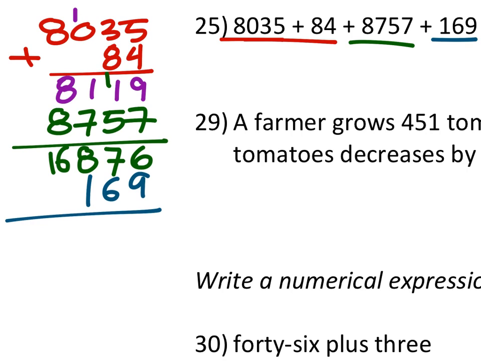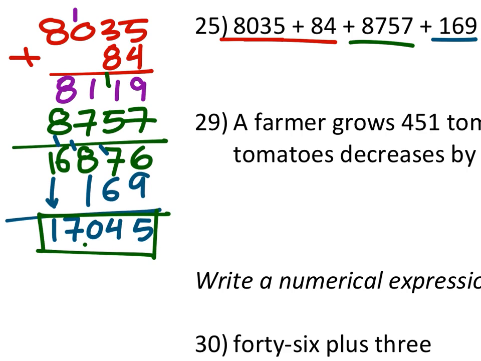So 6 plus 9 is 15. Carry the 1. 1 plus 7 plus 6 is 14. 1 plus 8 plus 1 is 10. Carry the 1. 1 plus 6, 7. Then I've got this 1 I'll drop. I think that was all the numbers. So I got 17,045. Bam.